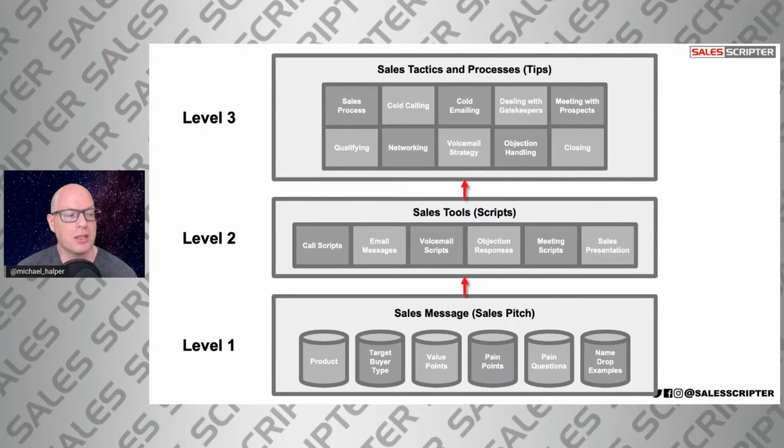Once you've organized your sales tools and your scripts, then it's about execution, and that's level 3 of the SMART sales system, which is putting all that stuff into practice. So once you've created your cold call script, what are the processes you can use for cold calling, cold emailing, objection handling? And that's level 3 of the SMART sales system.